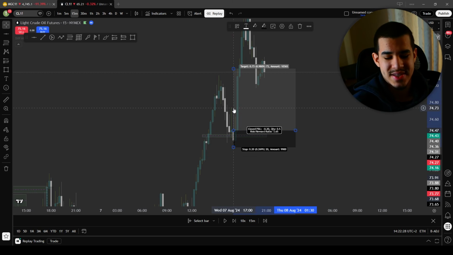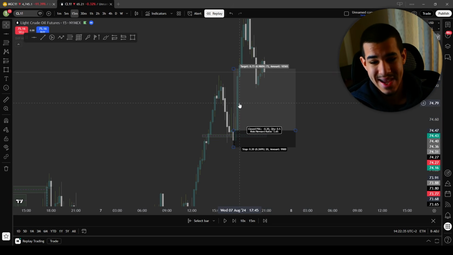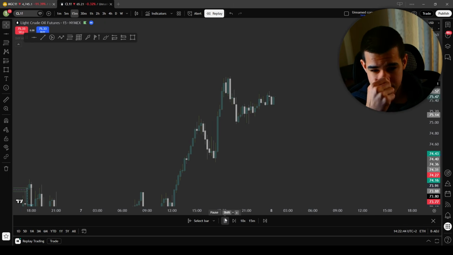And of course, next candle is a new 4-hour as well. So this is why I said before to be cautious of the new 4-hour candles, because it could do exactly like this. But yeah, this is not even worth putting here. So I'm going to delete that.